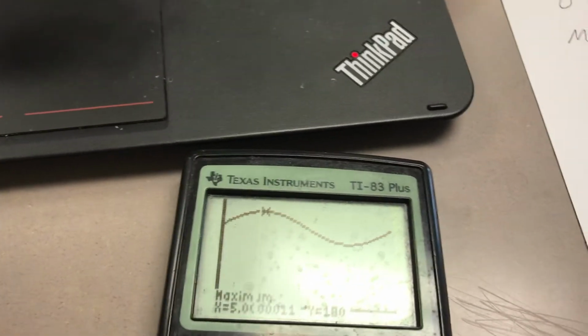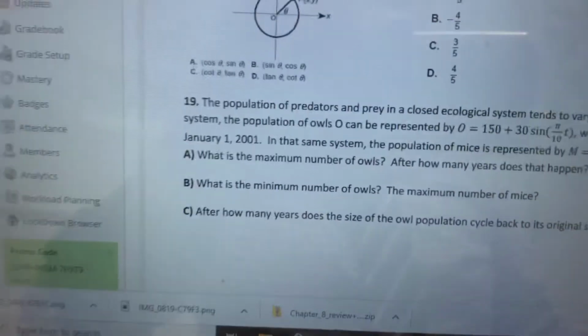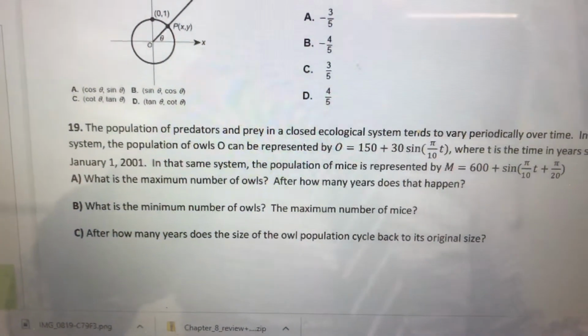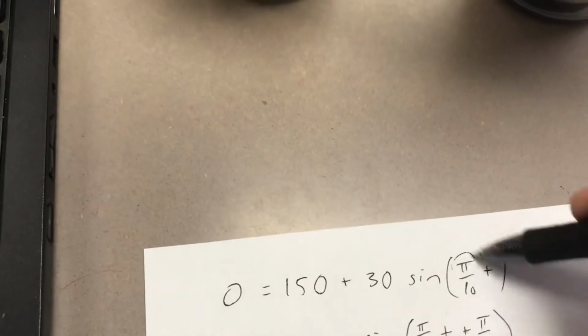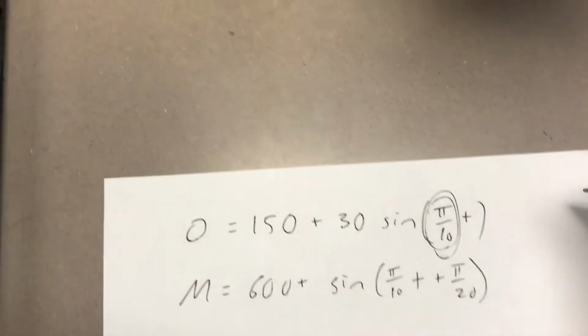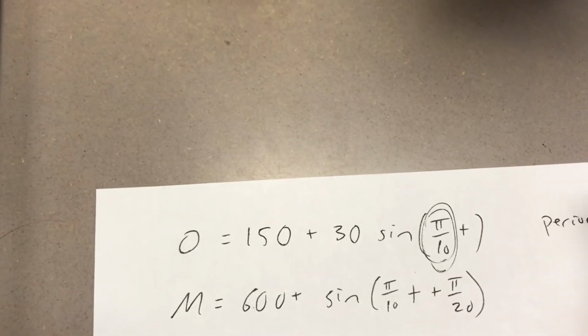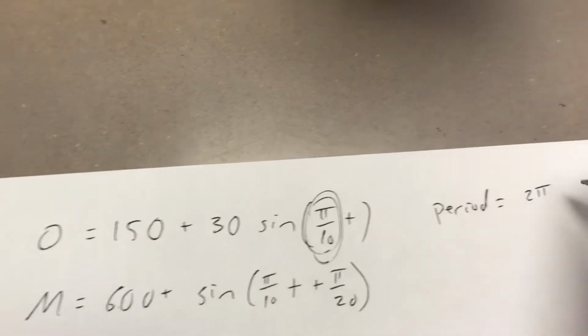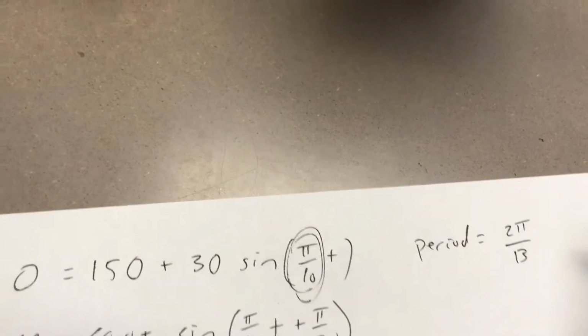Let's go back here. Part C tells us something that should really allow us to calculate this by hand. Part C says, after how many years does the size of the owl population cycle back to its original size? Well, that's the period, okay? Remember, the period is always going to be determined by this multiplier out in front of the variable here. And we don't have a phase shift, and it's not going to affect anything. Remember that the period is always going to be equal to either 360 divided by that b multiplier, or because we're dealing in radians, 2 pi divided by that b multiplier.